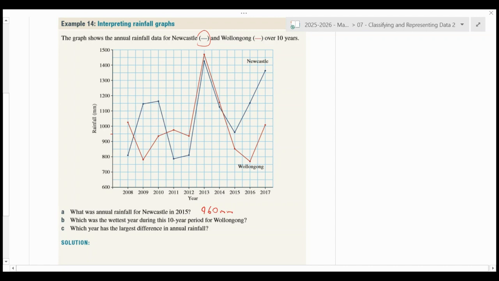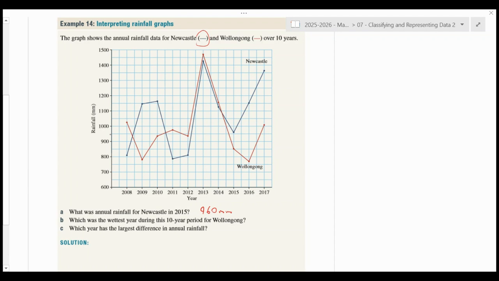If you said anything below 950, I would have an issue with that. And if you said anywhere near 1,000, I would have an issue with that because it obviously is right down near the 950 mark. Okay. So there is some leeway, but you also have to be relatively accurate.